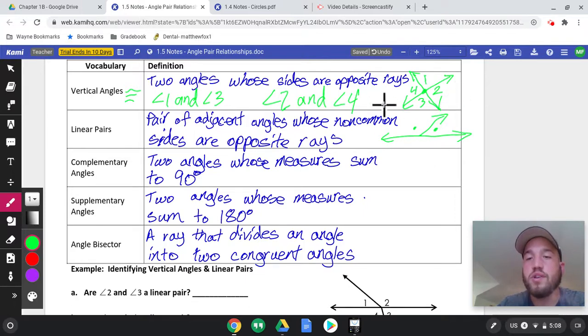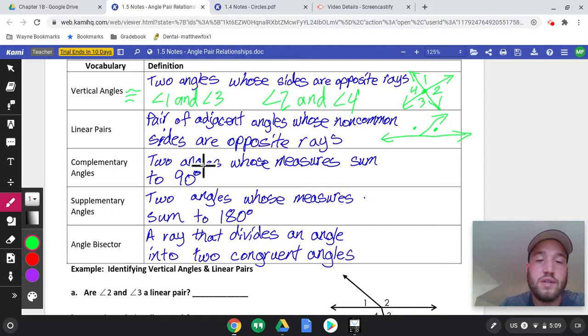Now up in my original picture here, there's a couple examples of that. Angle 1 and angle 4 here would be an example of a linear pair. 1 and 2, 2 and 3, or 3 and 4. Remember, a linear pair means they're adjacent, so they have to share a side, and then their non-common sides are opposite rays, meaning they will add up to 180 and share a side there.